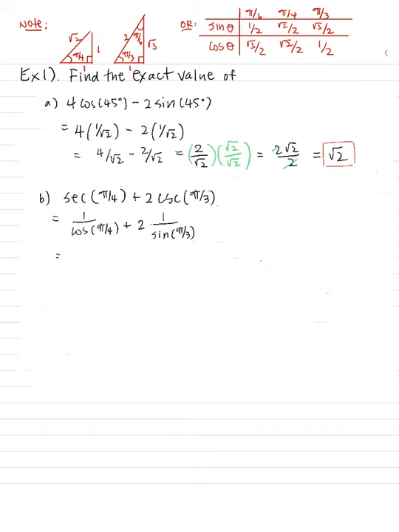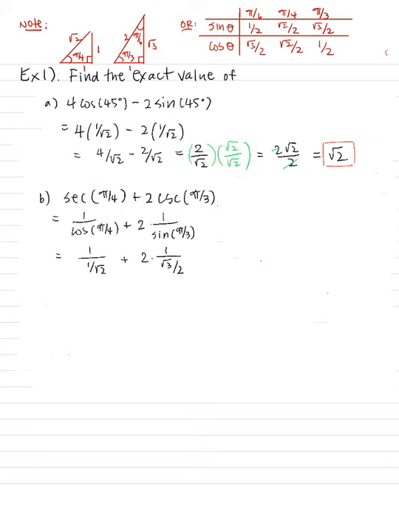All right, so this is the same thing as what? 1 over cosine of pi over 4 is 1 over root 2. Plus 2 times 1 over sine of pi over 3 is root 3 over 2. Sorry about my messy writing over there. I hope you can read this okay.